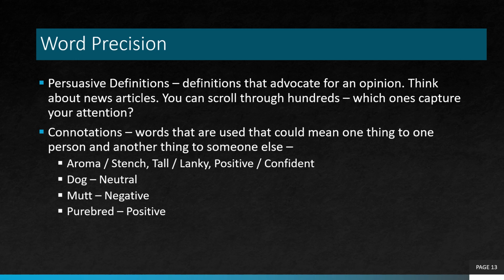So the example here that I have for you is dog. It's neutral. If you say mutt, how's your mutt? Kind of negative. And your purebred is absolutely beautiful. Well, that's very positive, right? So the connotations, how you use words, can take on different meanings. So you have to be careful of your word choices.